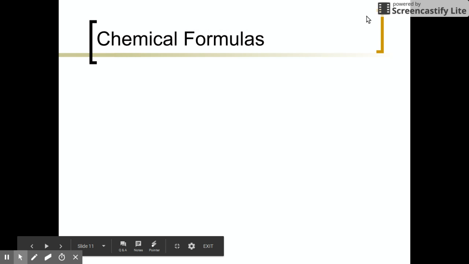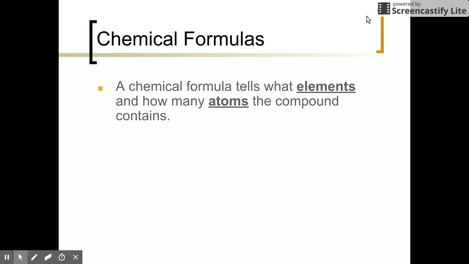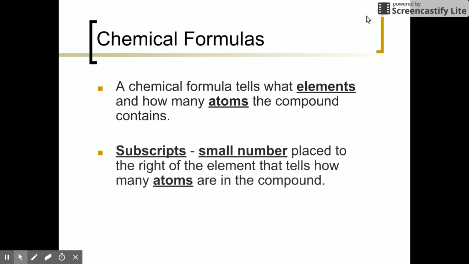A chemical formula is very much like a recipe. If you grab a recipe book, it tells you what ingredients you need and how much of each ingredient. A chemical formula does the same thing. It just tells us what elements are in the compound and how many atoms the compound contains.